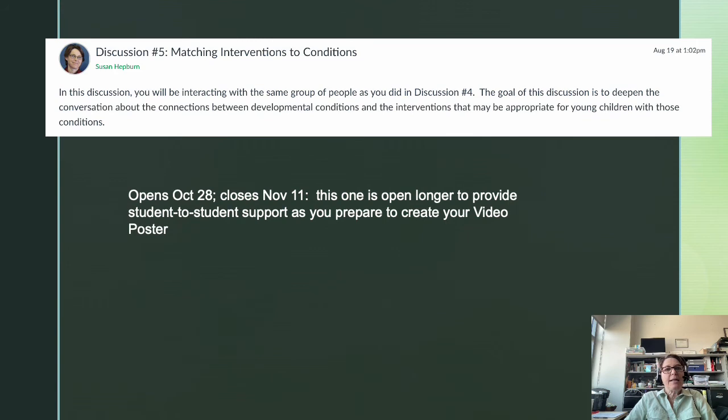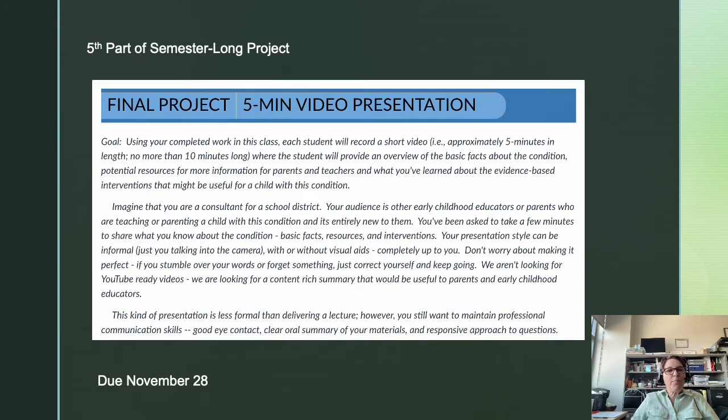Followed by a discussion that will be open for about 2 weeks, which is going to allow you to have a dialogue with a group of your colleagues about connecting interventions to conditions and kind of pulling it all together. But it's also a way to connect with each other as you prepare for your final assignment in this class, which is due on November 28th, and that is a 5-minute video presentation that you're going to record just like I'm doing now. It could be in a PowerPoint format like this, or you could just turn on your webcam and talk into it.